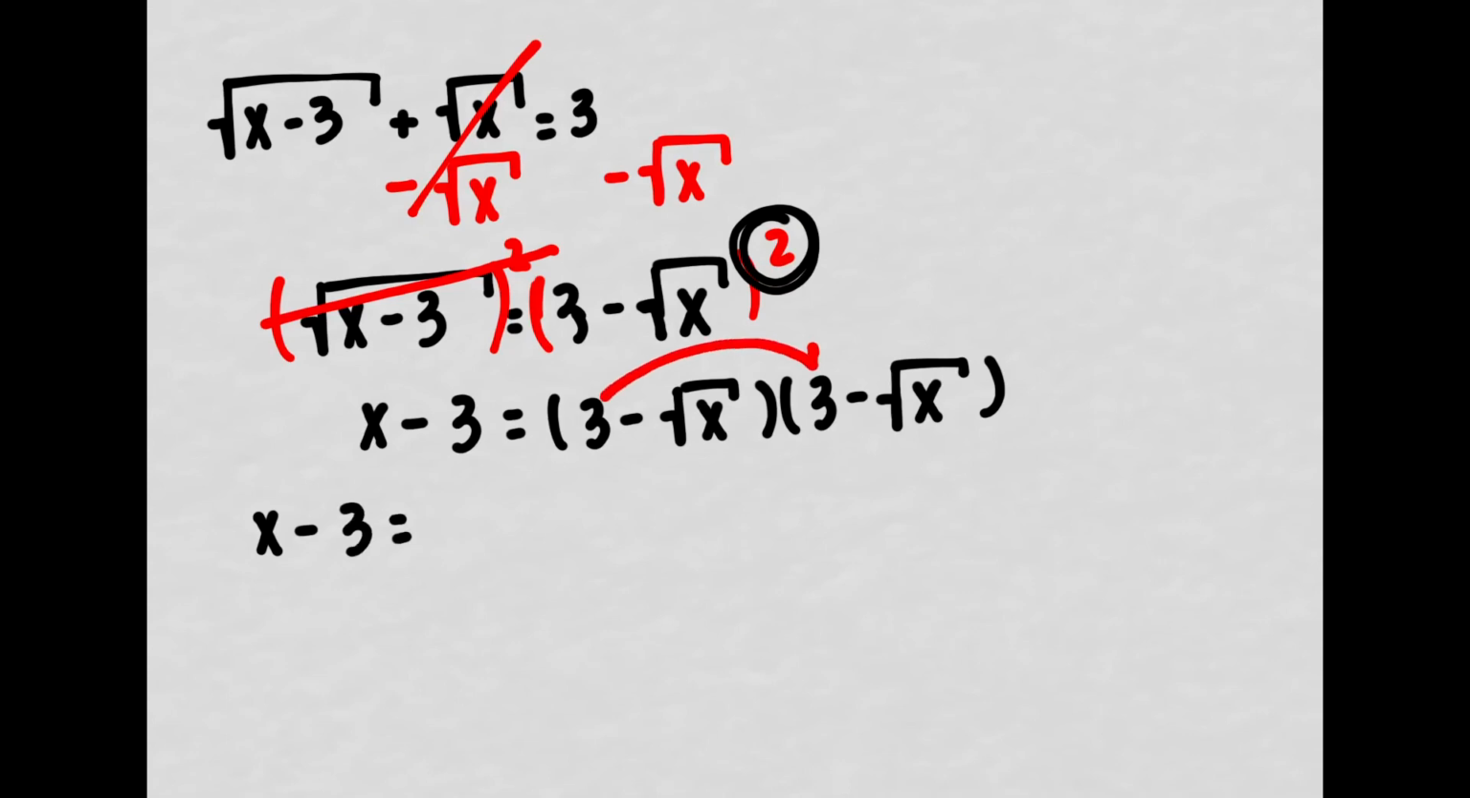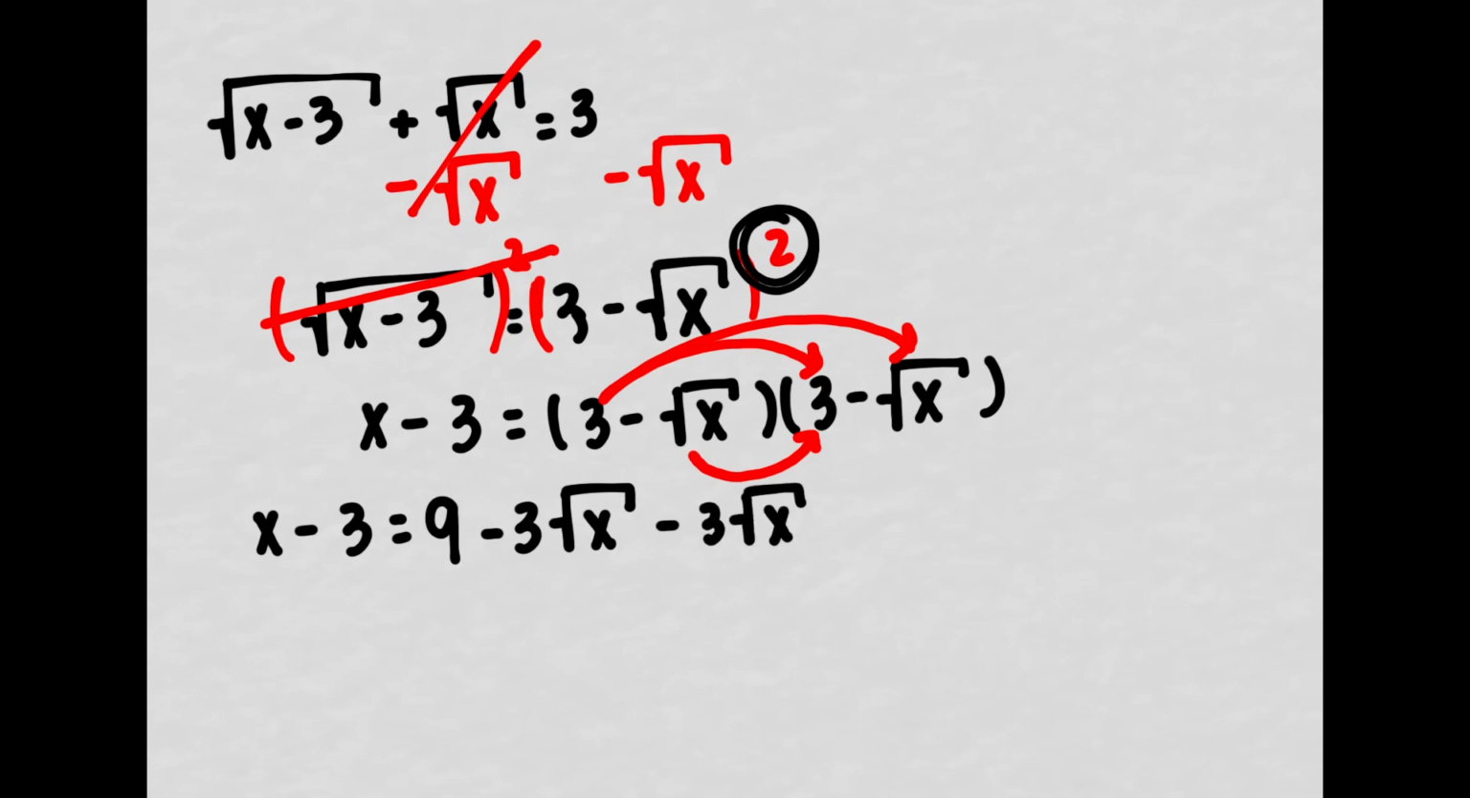So I'm going to do 3 times 3 first, and that gives me 9. I'm going to do 3 times a negative square root of x, and that gives me negative 3 square root of x. Now I'm going to multiply negative square root of x times 3, and that's going to give me another negative 3 square root of x. And finally, I'm going to multiply negative square root of x times negative square root of x. That gives me positive, and those radicals cancel out when they're being multiplied by each other. So again, we're just left with what's underneath, and I have a positive x.